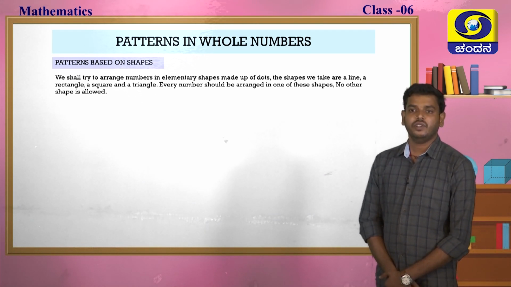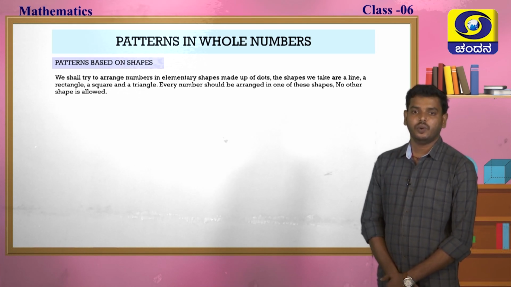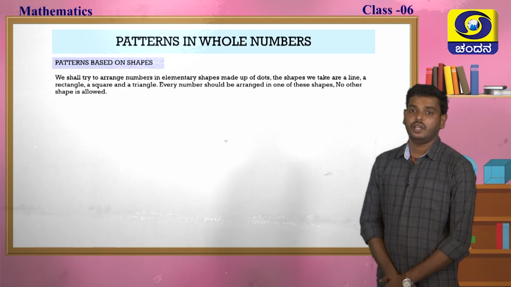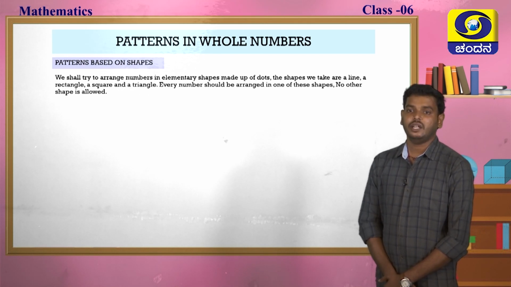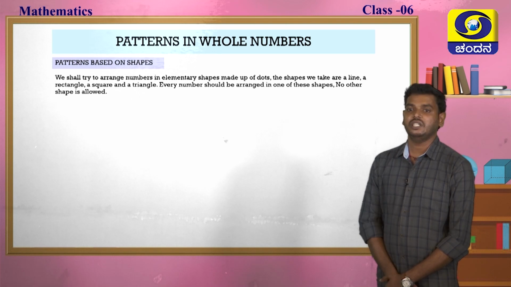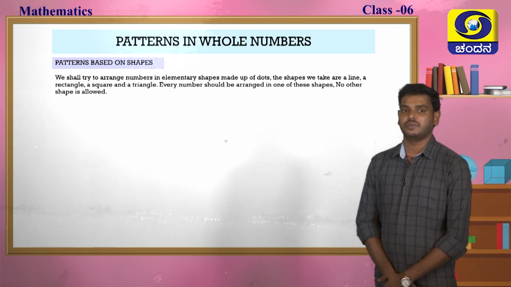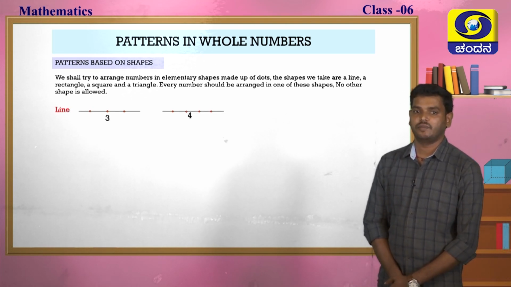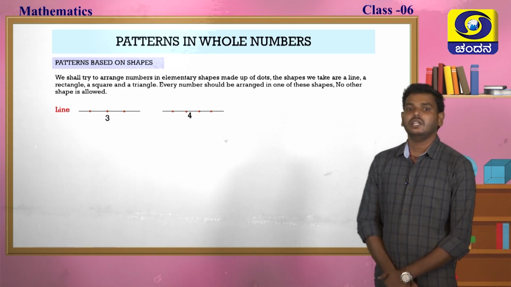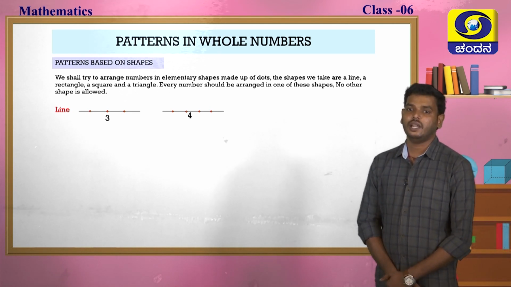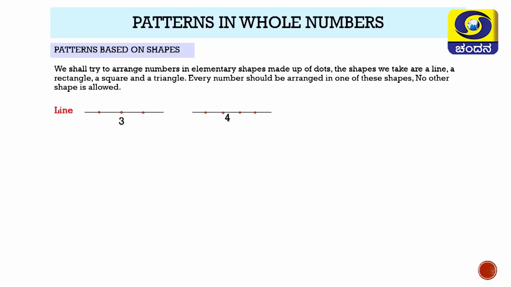The shapes we take are a line, a rectangle, a square and a triangle. Every number can be arranged in one of these shapes itself; no other shapes are allowed. Say, children, line: by using 3 dots we can draw a line, and even by using 4 dots we can draw a line. And square: by using 4 dots we can draw a square, and even by using 9 dots we can draw a square.